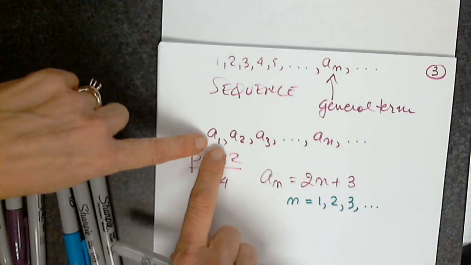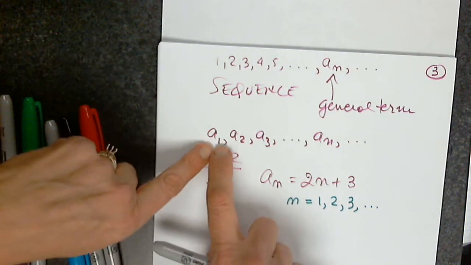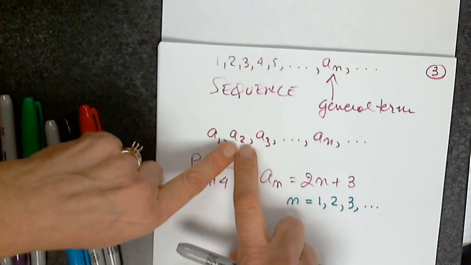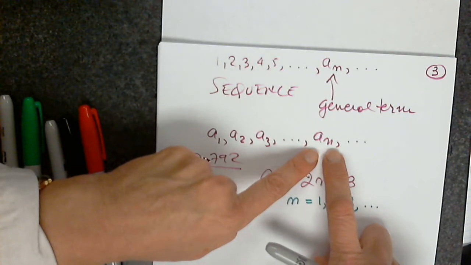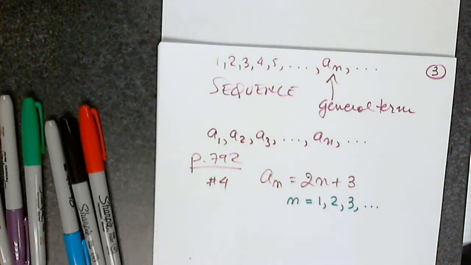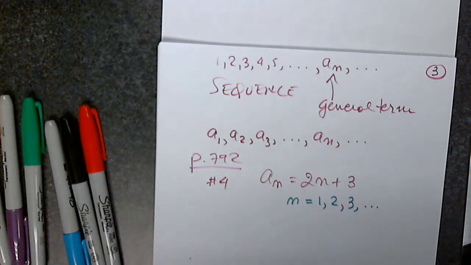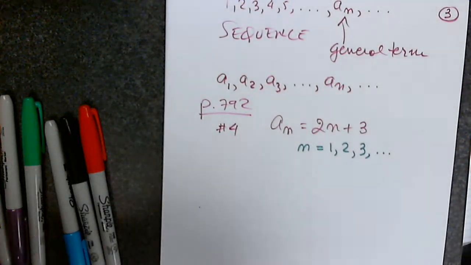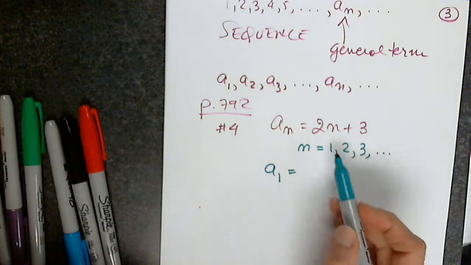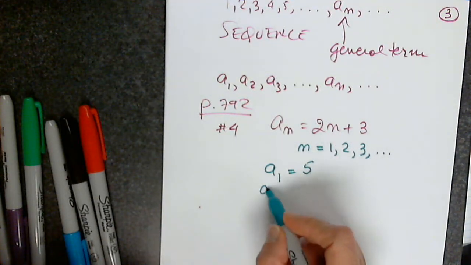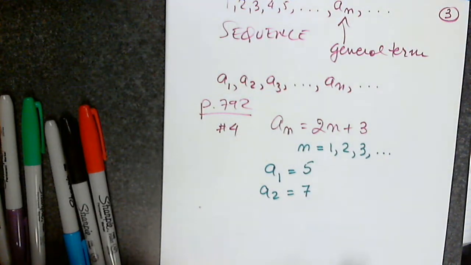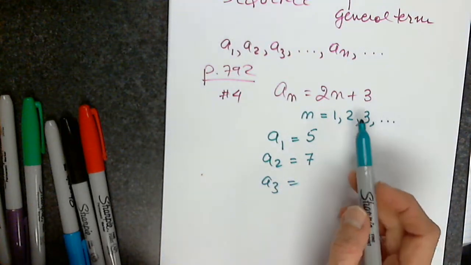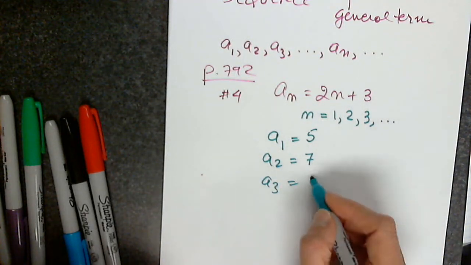Notice that for the first term of the sequence, n is 1. For the second term, n is 2. For the third, n is 3, and for the nth term it is n. So here I'm asked to find the first 4 terms and also the 100th term. How do I address this? We just plug in 1, 2, 3, 4, and 100. The first term will be 2 times 1 plus 3, which is 5. The second term will be 2 times 2 plus 3, which is 7. The third term will be 3 times 2 is 6, plus 3 is 9.